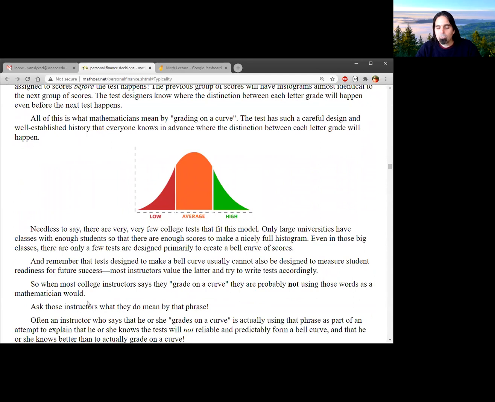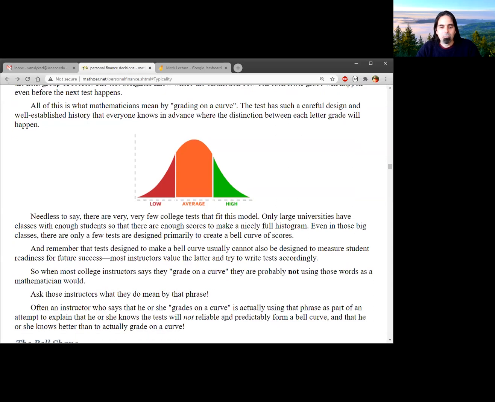If you are trying to find a good instructor for a class, if your schedule is flexible enough that you could go to this class time or the other class time for your class you need, and you're wondering which instructor is best, then you could look at Rate My Professor and so on. And you can also ask them, how do you grade things? And they say, oh, I grade on a curve. Ask them what they mean by that.